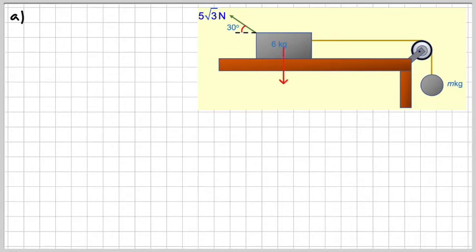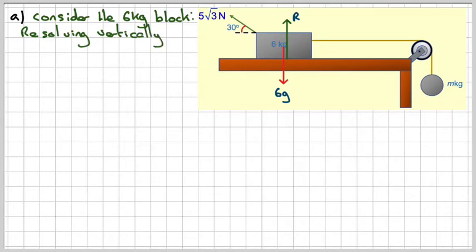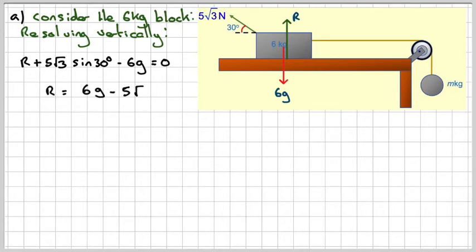So taking the diagram out, just consider the 6 kg mass for a minute. We've got 6g acting downwards. We've got a normal reaction upwards. And I'm just going to resolve vertically. So resolving vertically, we get R plus the vertical component of this force here, which is 5√3 sine 30, and acting downwards we've got 6g, is equal to 0. So sine 30 is a half, so we get R is equal to 6g minus 5√3 over 2, because this is a half times that.